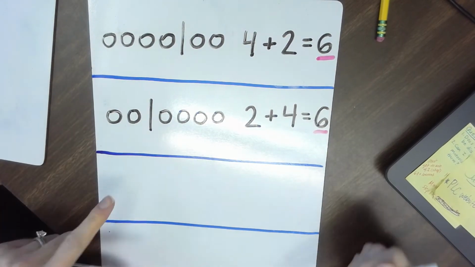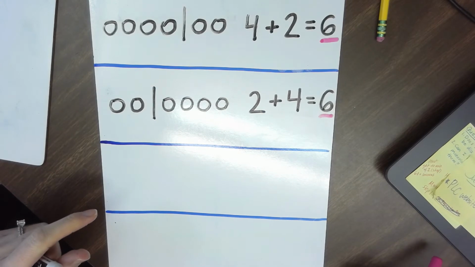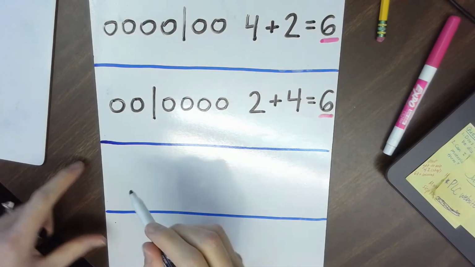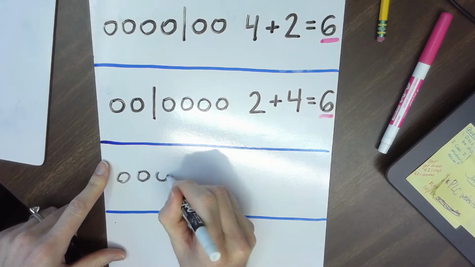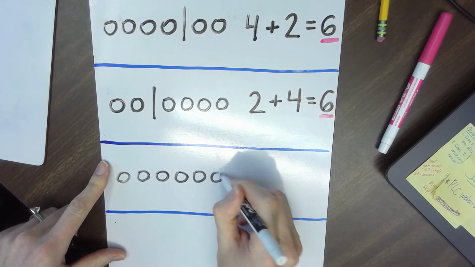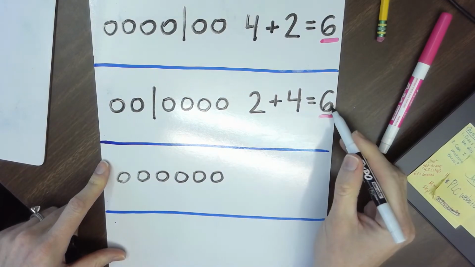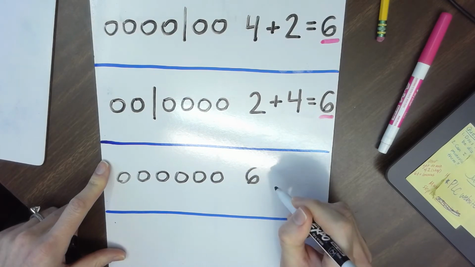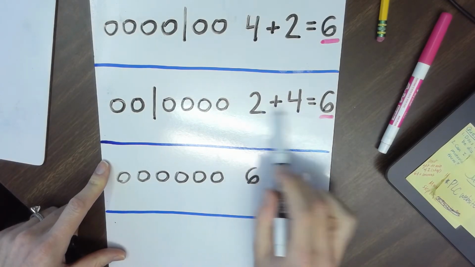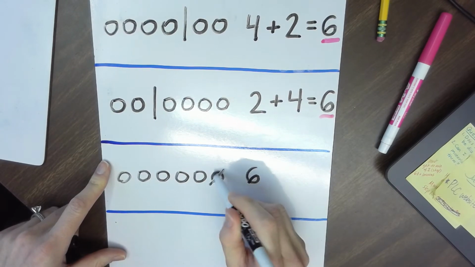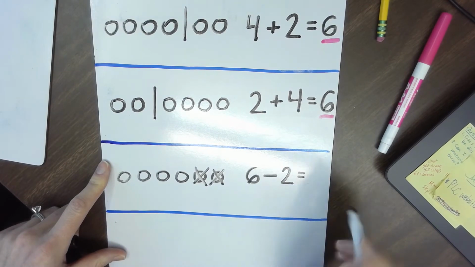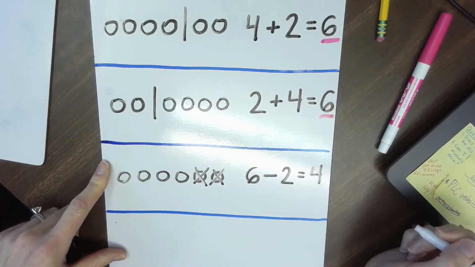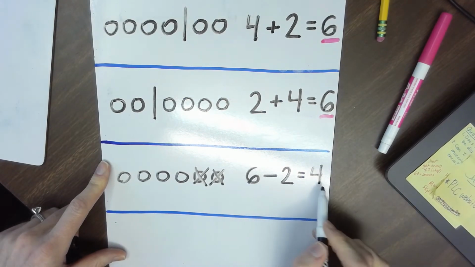So what do you think we're going to start with down here for our subtraction facts? You guessed it, we're going to start with 6 marbles because that's our biggest number, that's our answer. Bob is starting with the biggest number. And then I'm going to take away, let's pick one of these, 2 marbles. If we take away 2 marbles, how many does he have left? 4 marbles. 6 minus 2 equals 4.